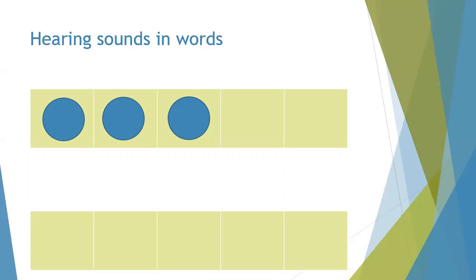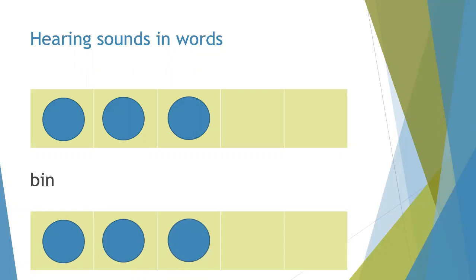Have a go on your piece of paper and think about how many sounds, how many phonemes can you hear in the word bin. The rubbish bin was put outside last night. Bin. Spend some time, think about it. So we go b, i, n, bin. All right, 3 phonemes.